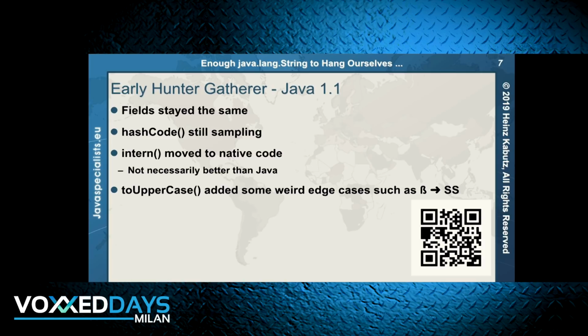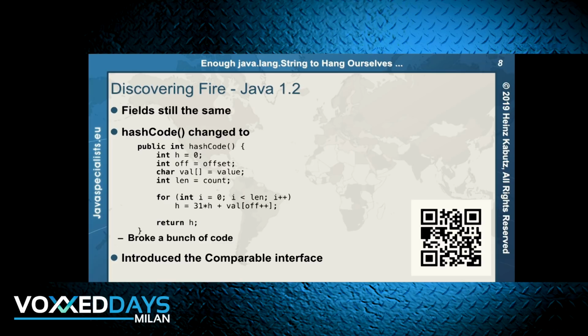So, Java 1.1, they changed things a bit. First of all, the field stayed the same, and the hash code was still sampling. They moved the intern to some native code, which wasn't necessarily going to be better than Java. It also had some weird stuff like toUpperCase, with edge cases like the German ß becoming two big S's. So the length of the string could change when you did toUpperCase on it. Kind of weird.